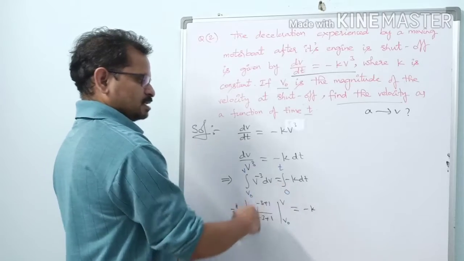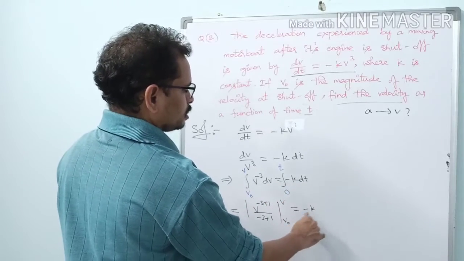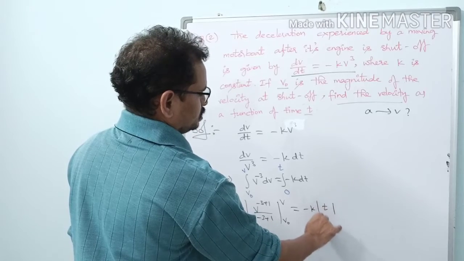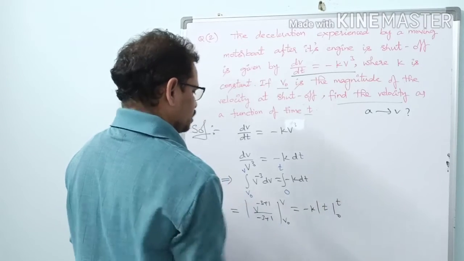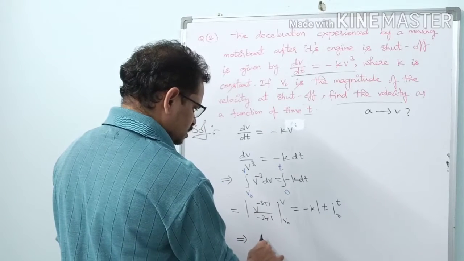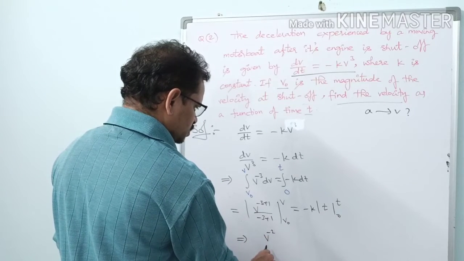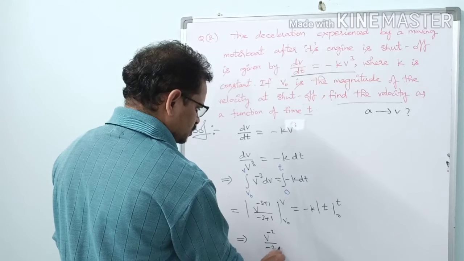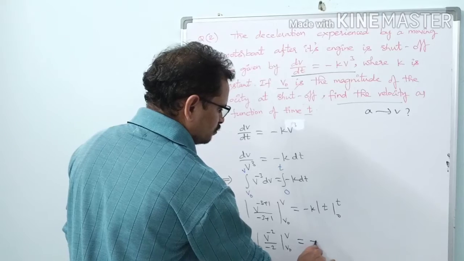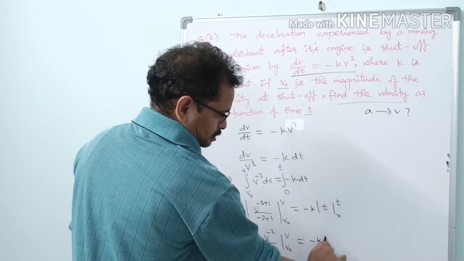So this minus and constant k are brought outside, and integral of dt. What is integral dt? t. Lower limit is 0, upper limit is this one. Now this implies, what is this? v power minus 2 by minus 2, limits v0 to v, this is equal to minus k, this is t.